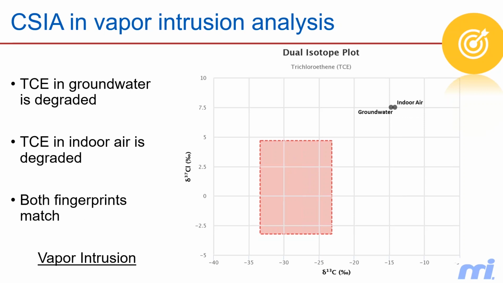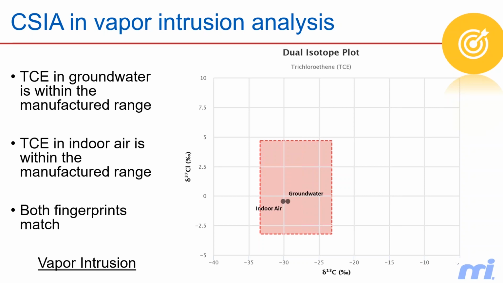Now, if we have both of these degraded and they're very close or similar in isotopic fingerprints, this is a pretty obvious one, but this would show us that the indoor air sample matches the fingerprint of the groundwater that's flowing underneath the building. So this tells us that this is very likely to be a vapor intrusion issue for our TCE.